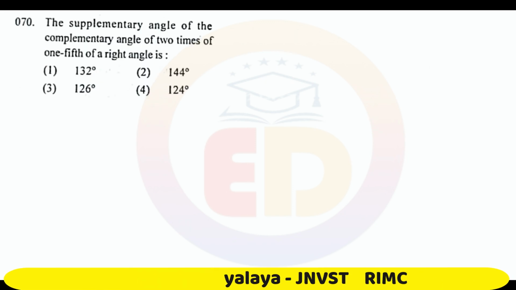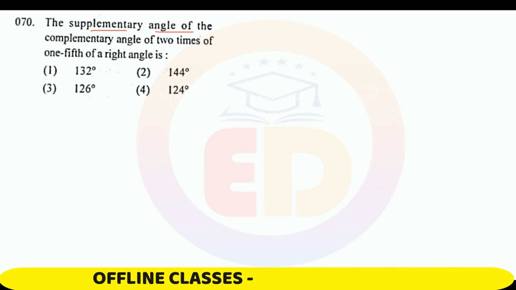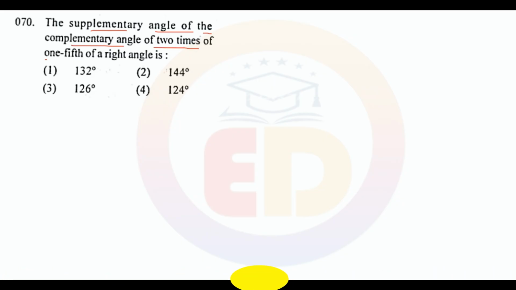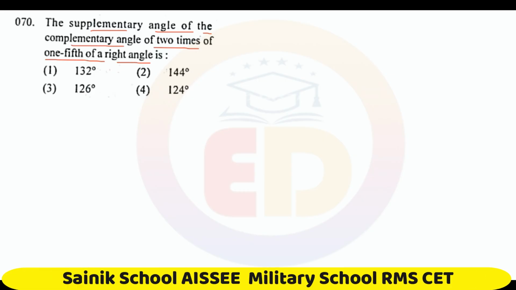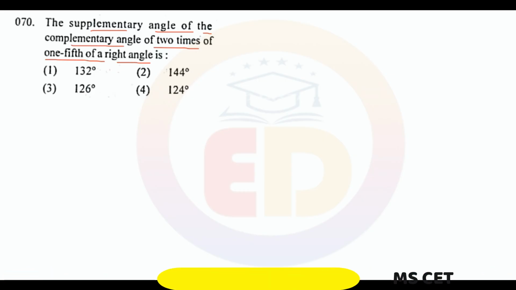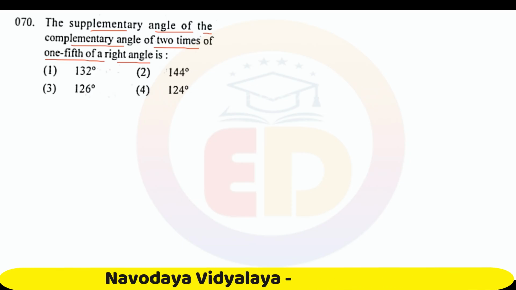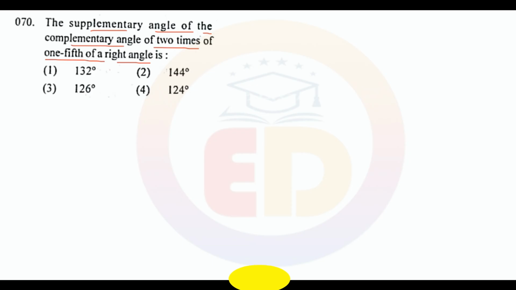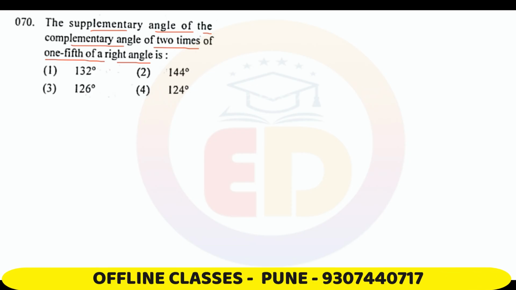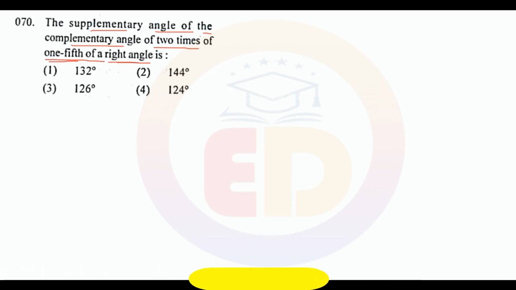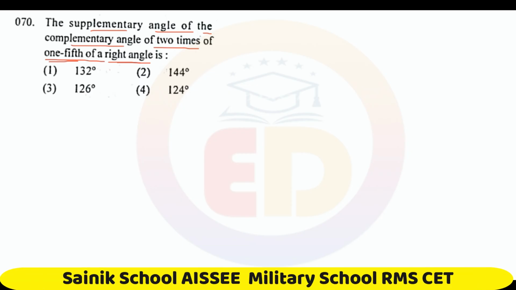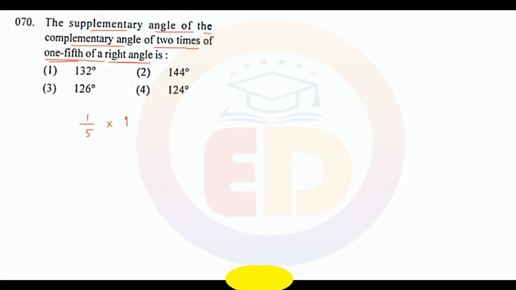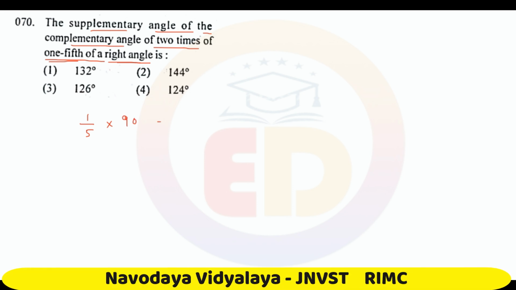Question number 70. The supplementary angle of complementary angle of 2 times of 1/5 of a right angle. Now exactly the same question was asked last year in the RMS exam. So always try to break such a statement from the right hand side. It says 1/5 of a right angle. The right angle is 90 degree. So 1/5 of a right angle means 1 by 5 into 90. This is 18.